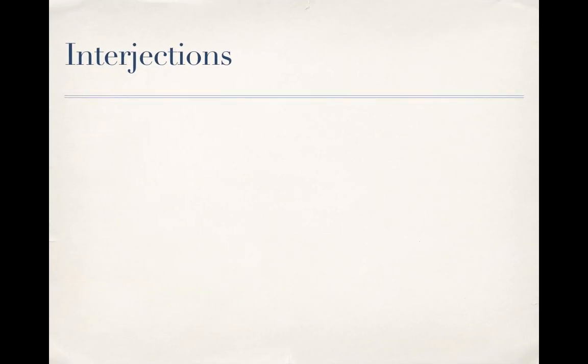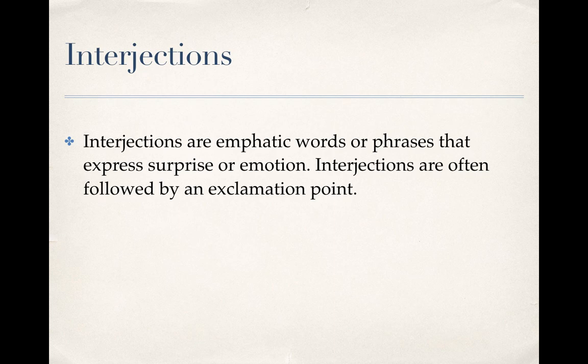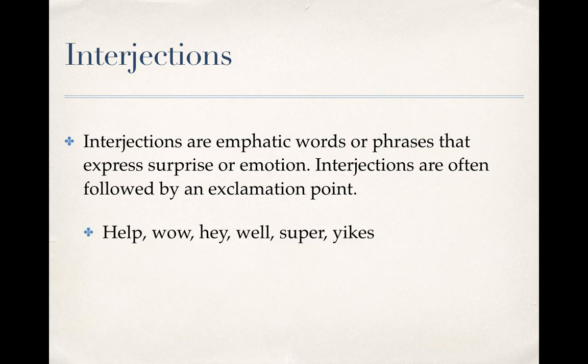And that brings us to our very last part of speech, interjections. And these are pretty easy to recognize. Interjections are emphatic words or phrases that express surprise or emotion, and they're typically followed by an exclamation point. And actually, the Schoolhouse Rock does a really great job saying they're usually followed by an exclamation point, but sometimes at the beginning of the sentence, they may be followed by a comma if the feeling is not quite as strong. So some example words like help or wow, hey, well, super, or yikes. So basically, any of those comic book words are interjections.